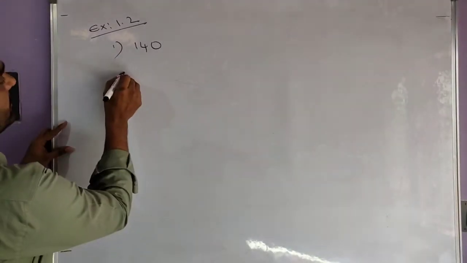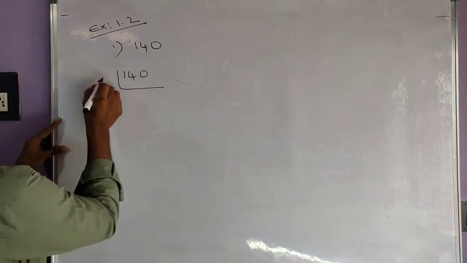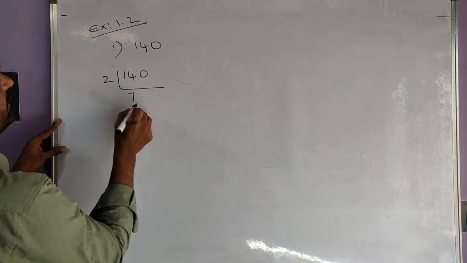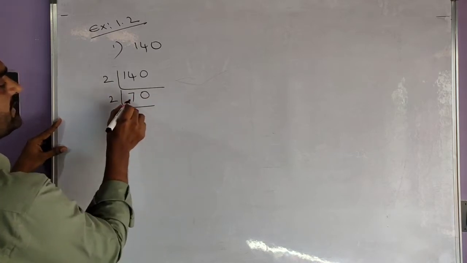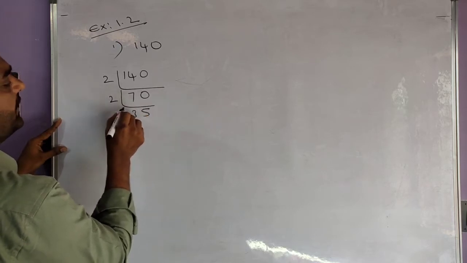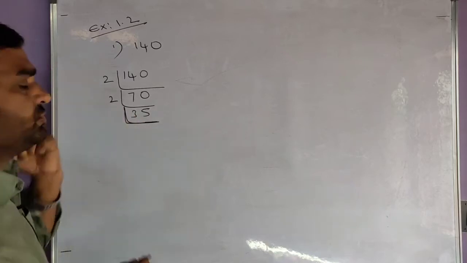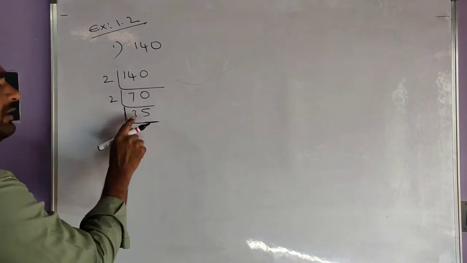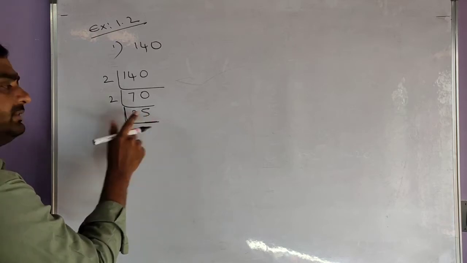For that, do like this, using the short division method. 2 sevens are 14, and 0 here. 2 threes are 6. Then 10 remaining. 2 fives are 10. Now 35 is not divisible by 2, so try with 3. 3 plus 5 is 8, the sum of digits is 8, so it's not divisible by 3 also.